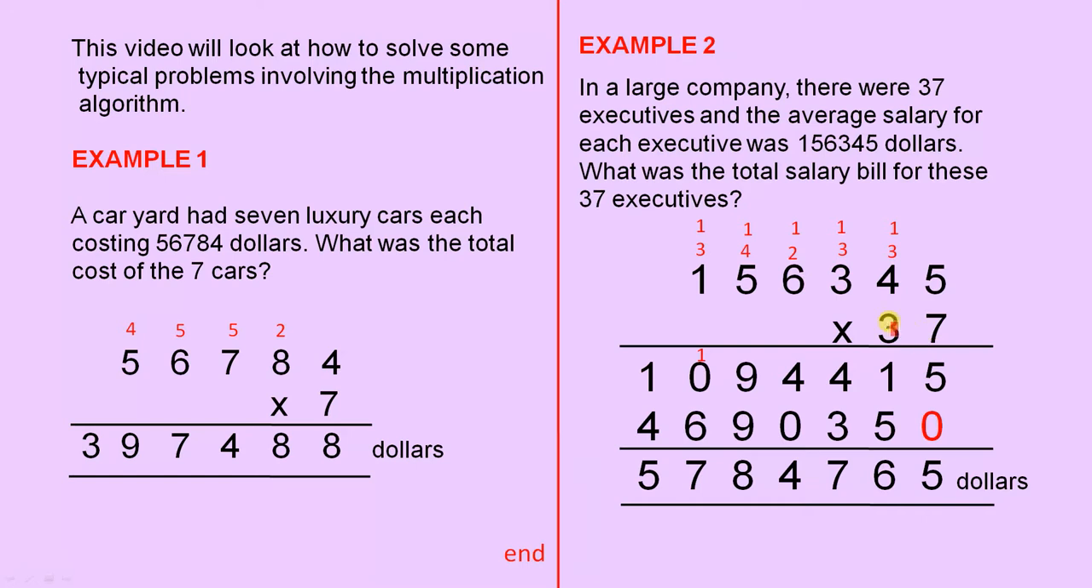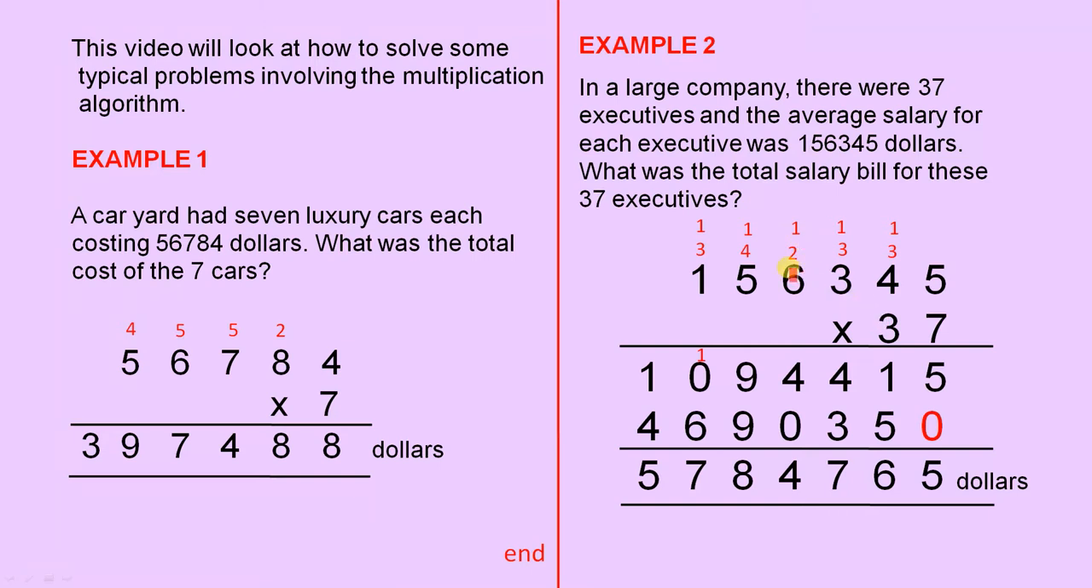Now, when we multiply by 3, we're actually multiplying by 30. So that's why we put the 0 here. We saw that in previous videos. 3 fives are 15, there's the 5 and there's the 1. 3 fours are 12 and 1 is 13. There's the 3 and there's the 1. 3 threes are 9 and 1 is 10. There's the 0 and there's the 1.